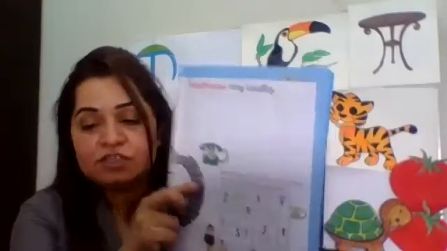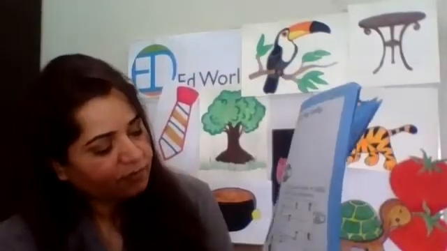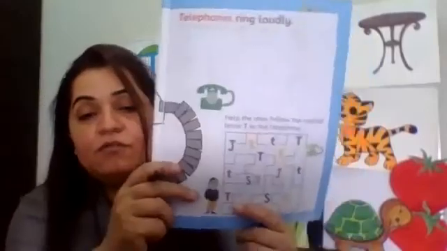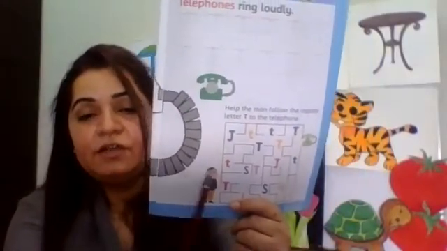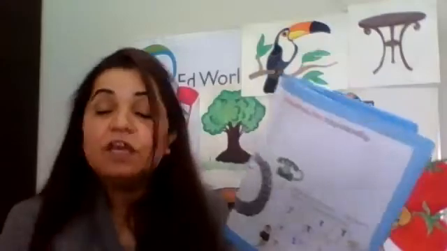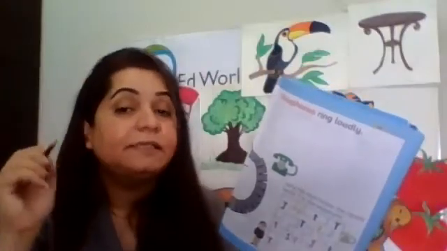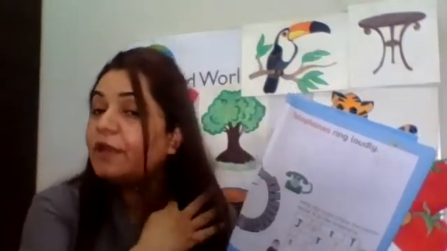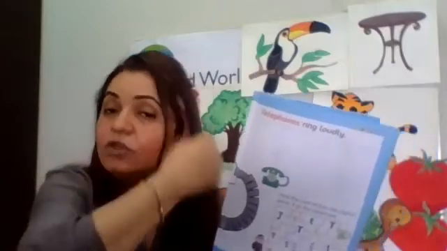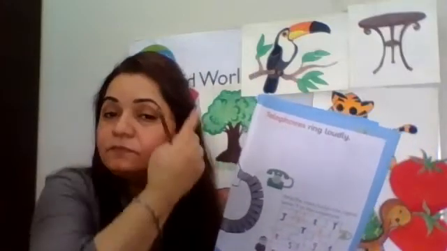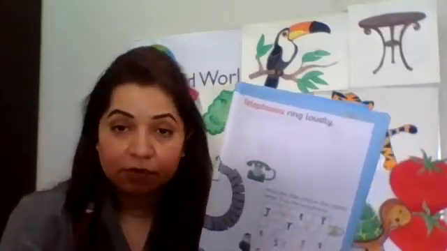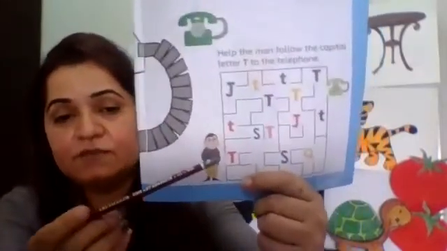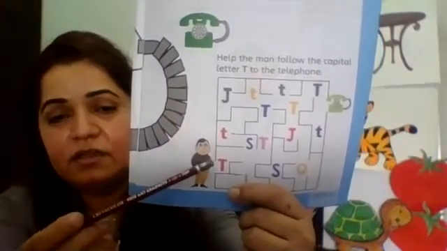So we're going to start from the man. Okay, over here, we're going to start here from the capital T. We are only touching the capital T's. No other alphabet we are going to touch, even not the smaller T, right? We're not going to touch the smaller T. We're only going to touch the capital T's. So we're going to start from here.